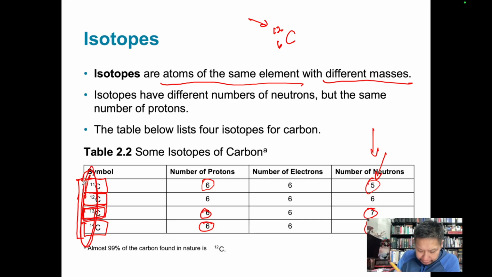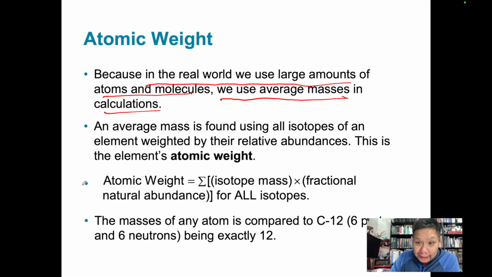And that's why when you look at the periodic table, most people will say that carbon has an atomic weight of 12, right? But it's actually not 12. It's actually 12.01, I think, right? I can't remember. I think it's 12.01. But it's not exactly 12, okay?